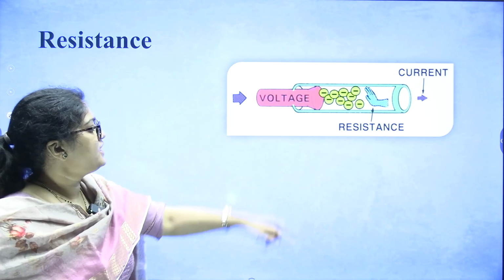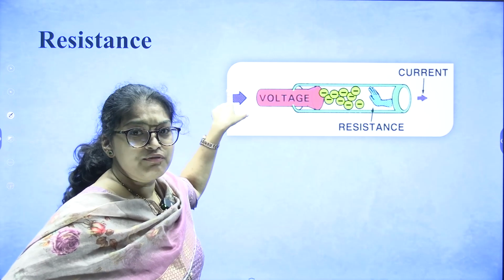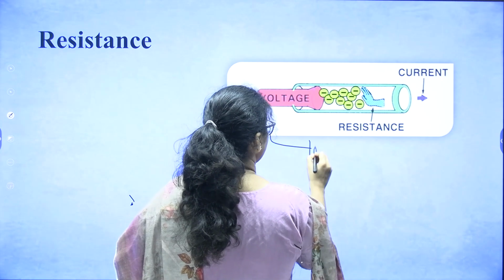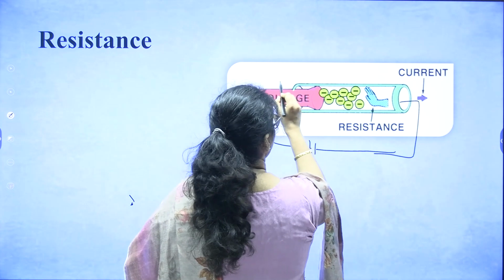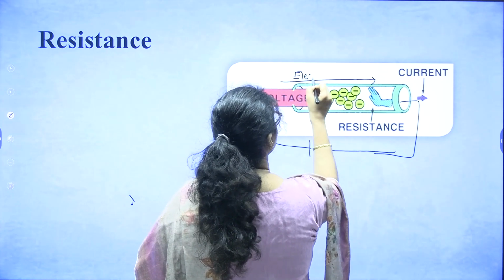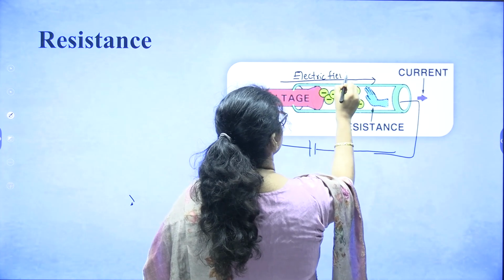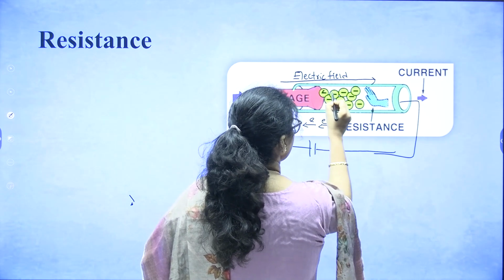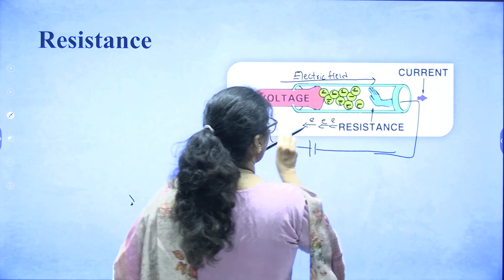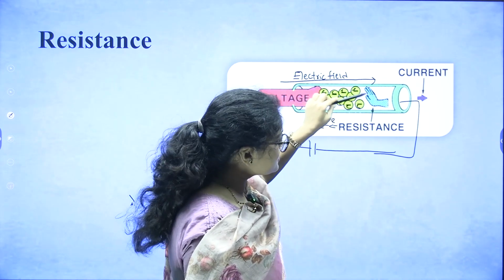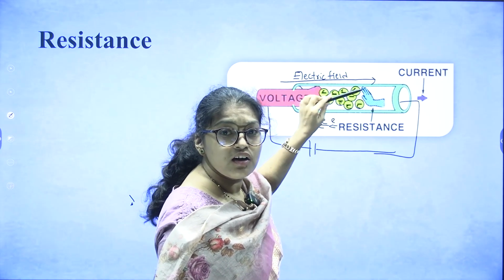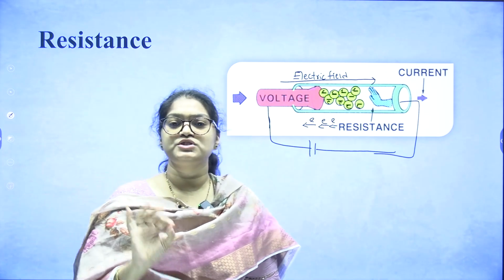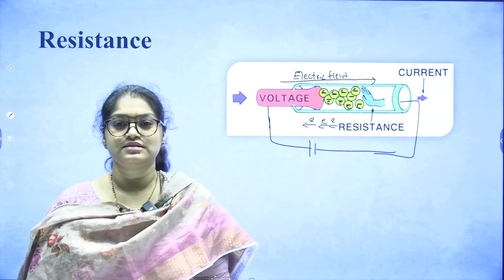Observe the diagram. Voltage, what is it doing? The electric field moves from higher potential to lower potential. I have connected a battery here. This is the electric field, and the electrons are moving in this direction. These are the electrons, negative charge. From here the electrons are moving, but the resistance is stopping them. It is opposing the electron flow. Yes or not? So that is known as resistance. Opposition to the flow of electrons, or opposition to the flow of charge carriers, is known as resistance. Clear?